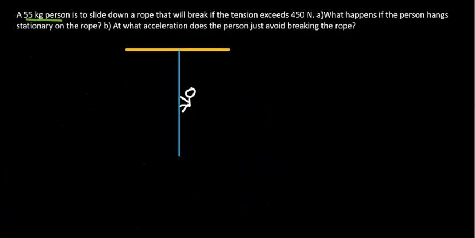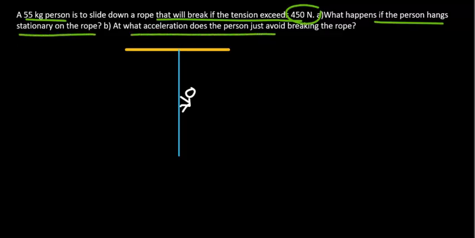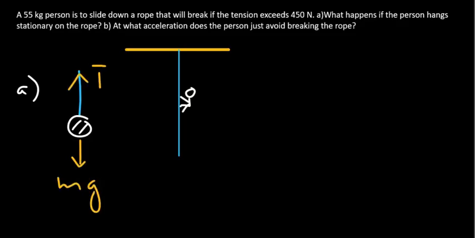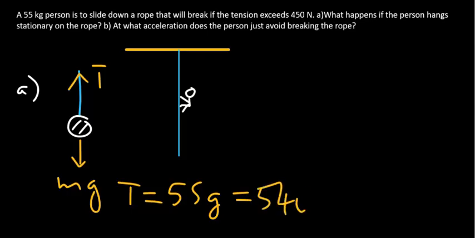Problem 2. A 55 kg person is to slide down a rope that will break if the tension exceeds 450 newtons. What happens if the person hangs stationary on the rope, and at what acceleration does the person just avoid breaking the rope? So let's look at part A. If the person is just hanging there, this is just a schematic diagram, then the forces would be the weight of that person and the tension upward. So in this case, the tension will be mg, the weight of the person, so 55 times gravity, which is about 540 newtons.